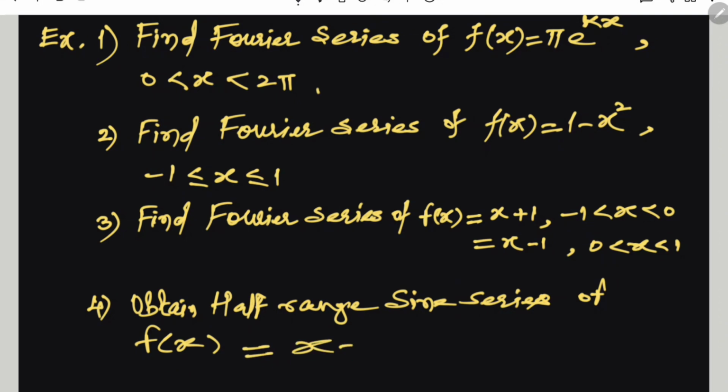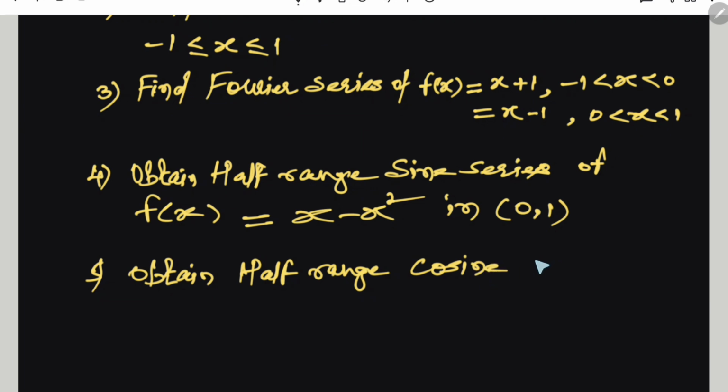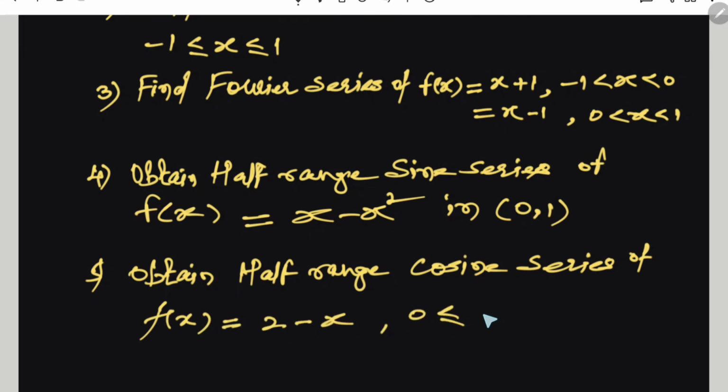Fourth problem, obtain half range sine series for the function f of x is equal to x minus x square in the interval 0 to 1. And last problem, obtain half range cosine series for the function f of x is equal to 2 minus x in the interval 0 less than or equal to x less than or equal to 2.